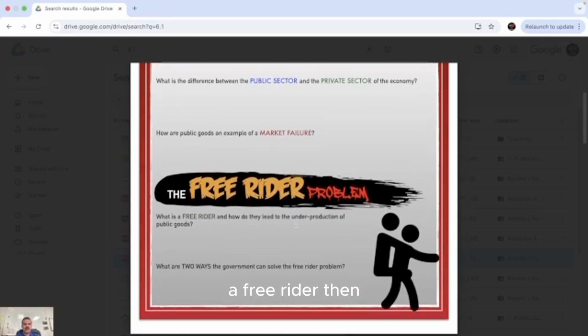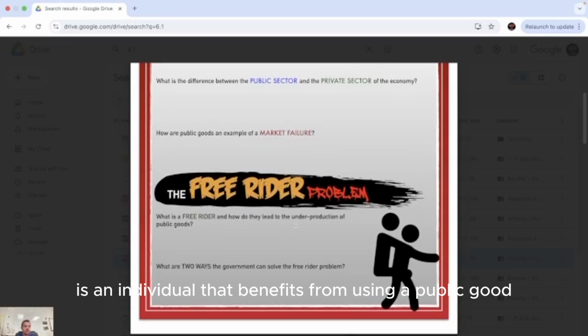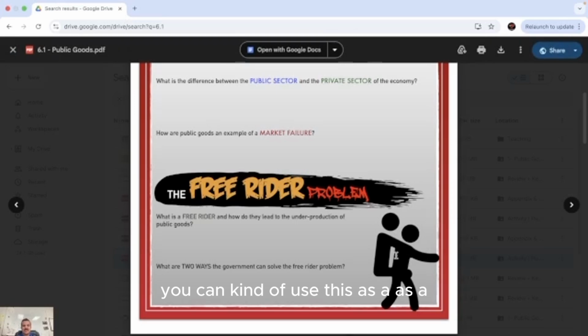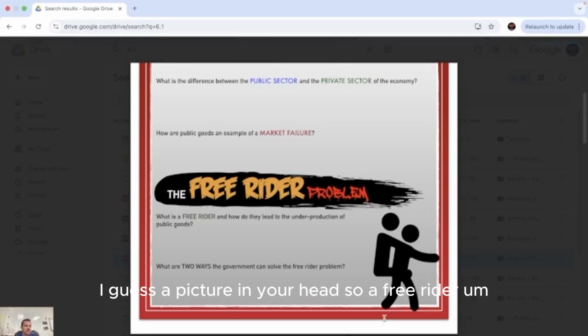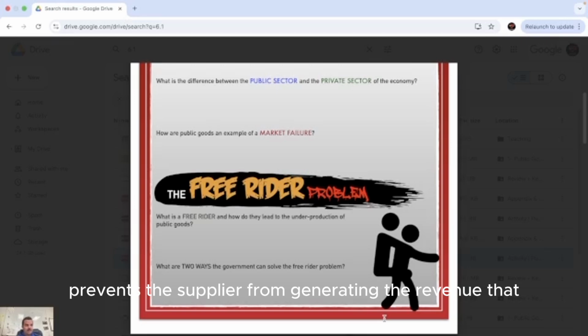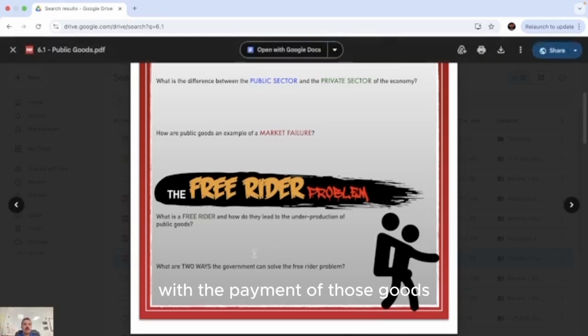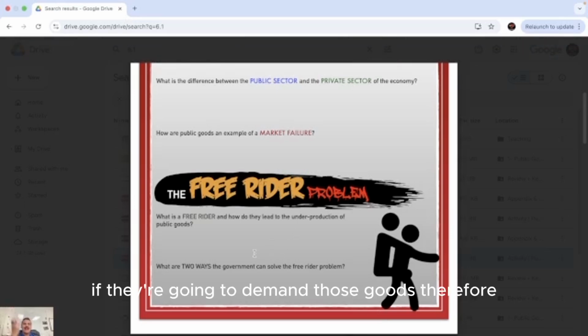A free rider then is an individual that benefits from using a public good without paying for it. You can use this as a picture in your head. So a free rider prevents the supplier from generating the revenue that they need to produce new public goods. They're not actually helping with the payment of those goods if they're going to demand those goods. Therefore, new public goods are not going to be able to be created because, again, scarcity is a thing.